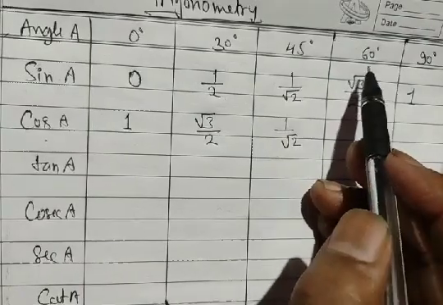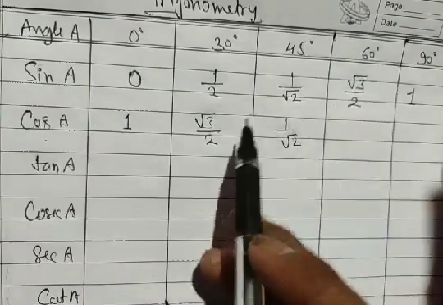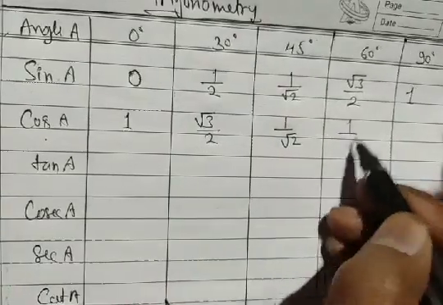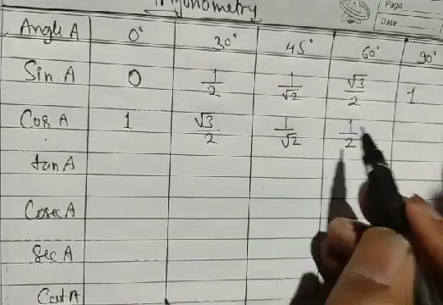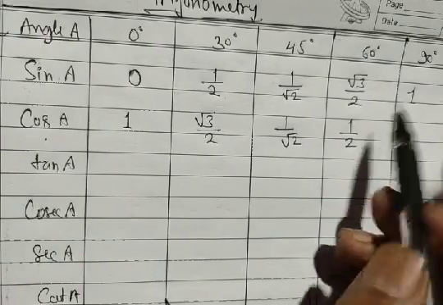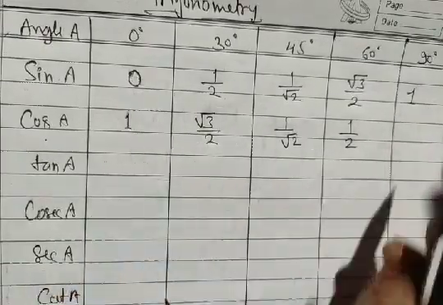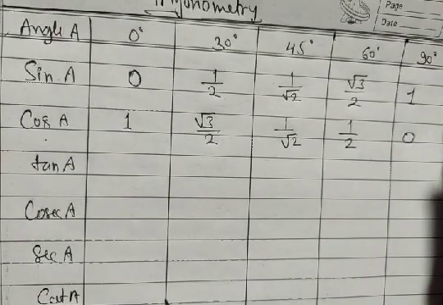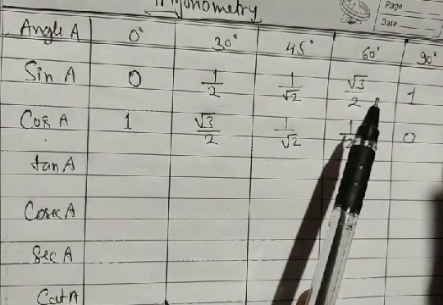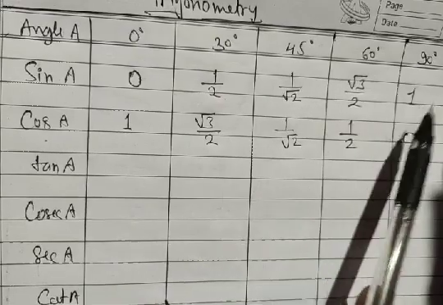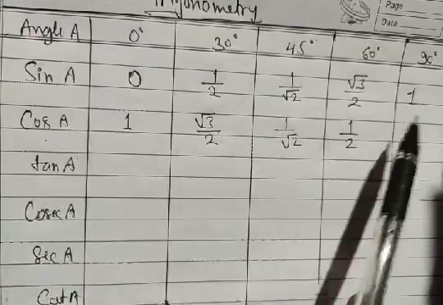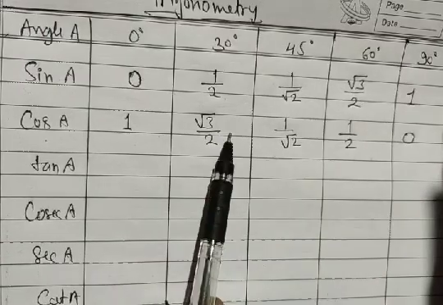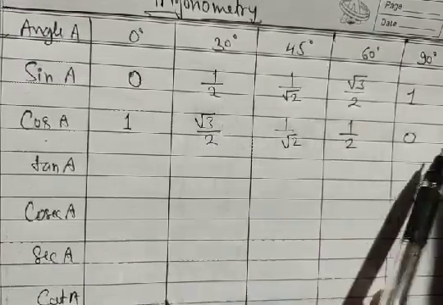Now 60 is complementary to 30 degree. Then what is the value of sin 30? It's the value of cos 60. Then we have 1 by 2. 0 and 90 are complementary to each other. Then what is the value of sin 0? It's the value of cos 90. What we see is that for 0, 30, 45, 60, 90, all the values are in reverse order: 1, then root 3 by 2, then 1 by root 2, 1 by 2 and 0.